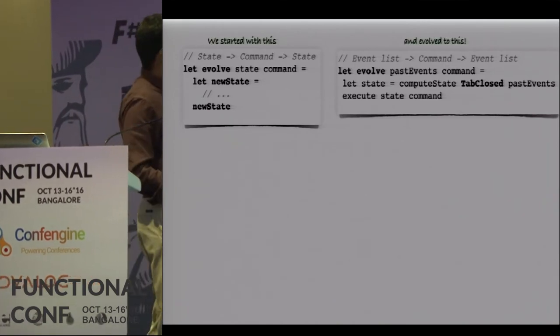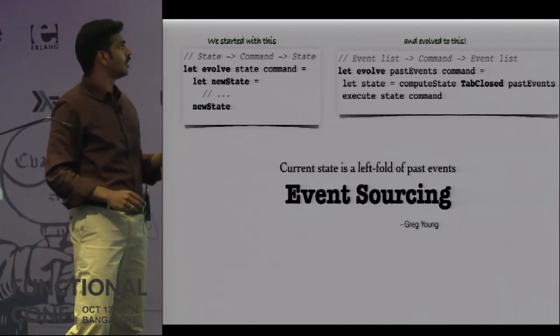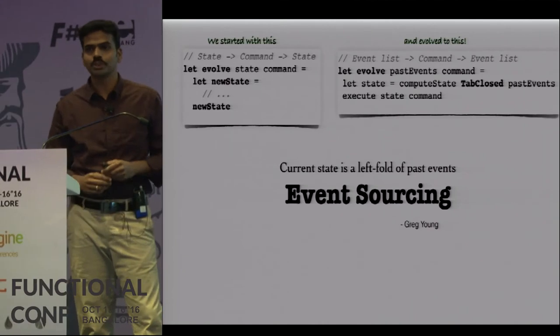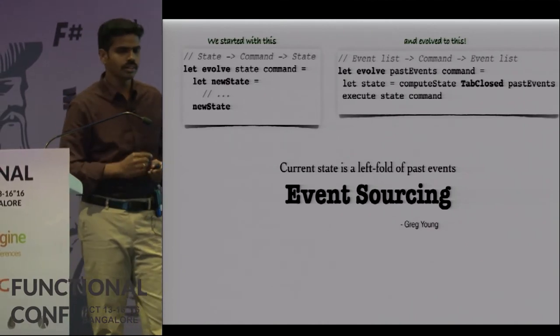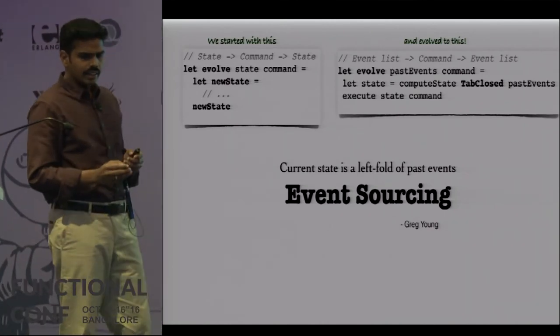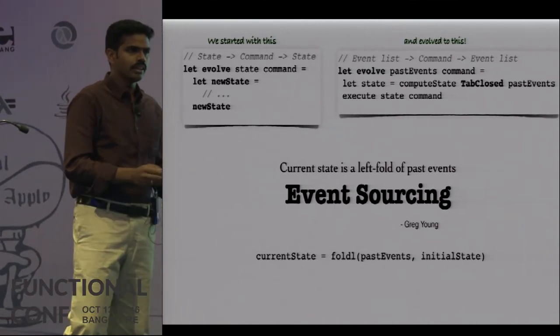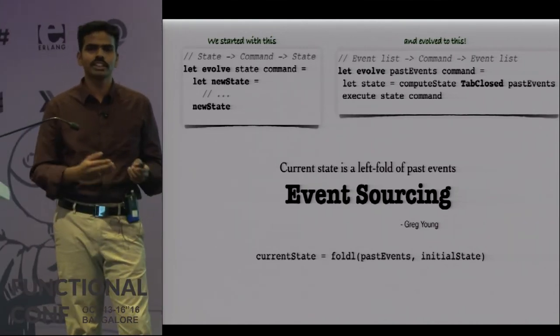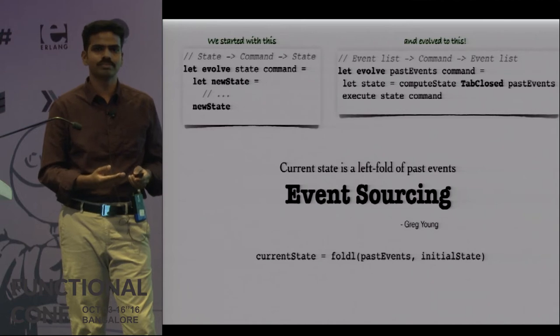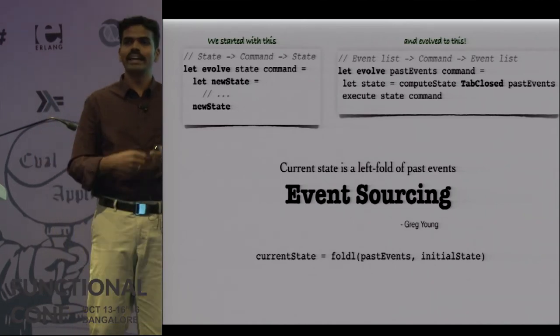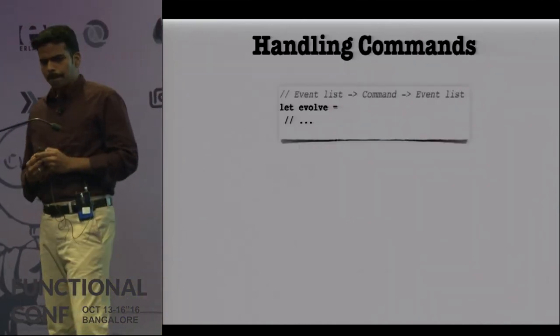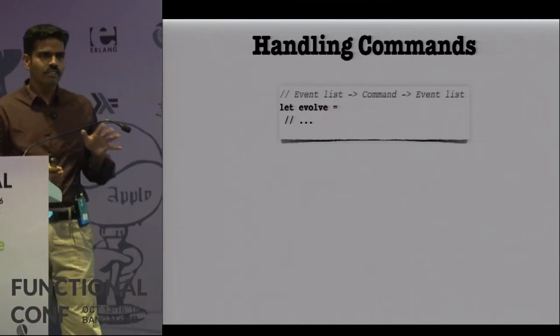So we started with this, and we evolved to this one. This is actually called event sourcing, coined by Greg Young, where the current state is nothing but the fold of past events that happened in the system. That's fine. Now we have the evolve function.